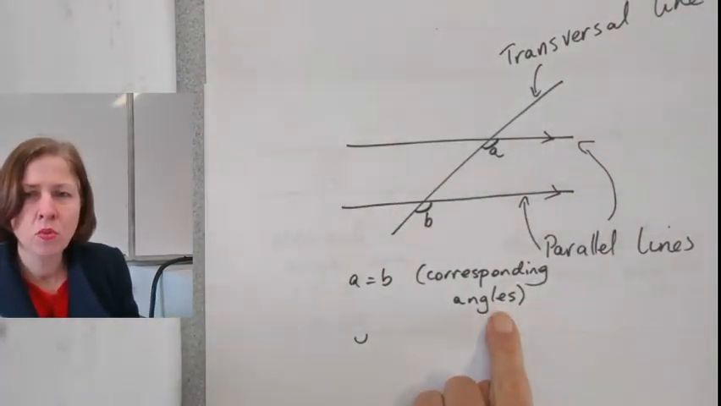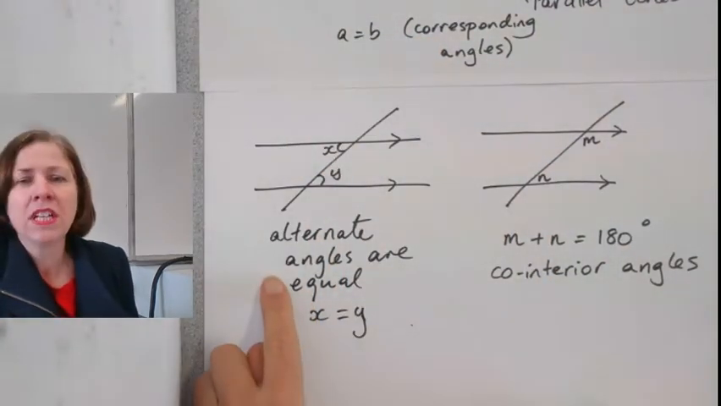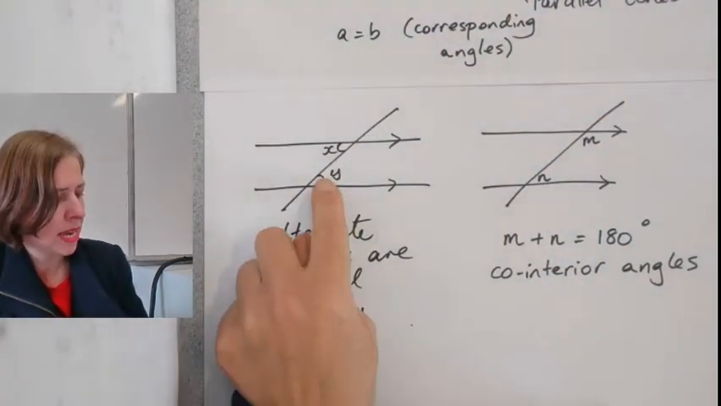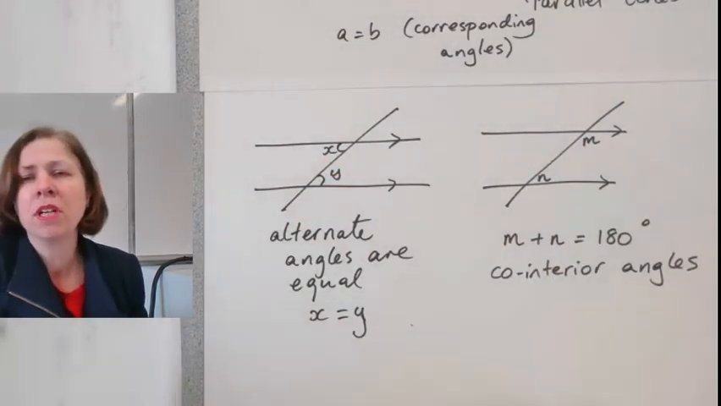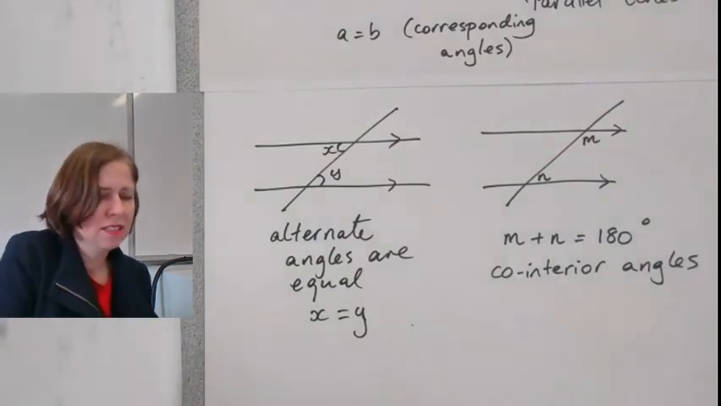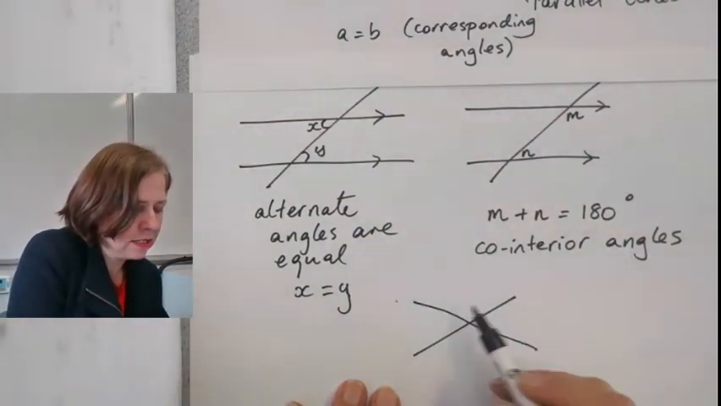All right, so we've got corresponding angles which are equal. We've got alternate angles which are equal and make this Z shape, and we've got co-interior angles which add up to 180 degrees.